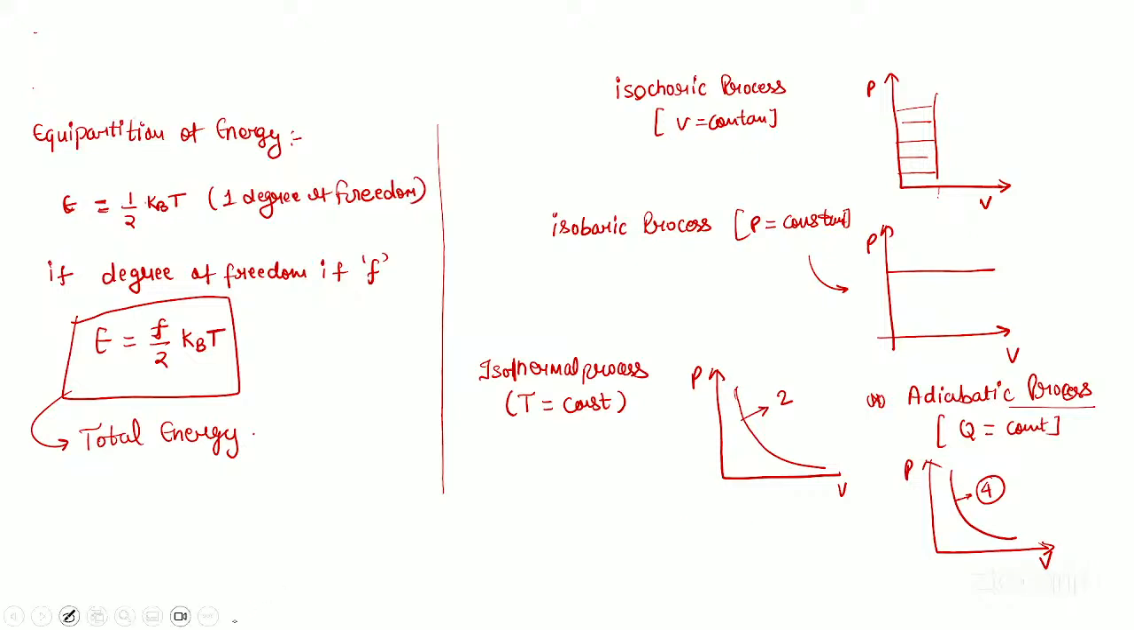Okay. Now, one more thing I want to tell you about. This is the work done in thermodynamics. Work done we always write as P into change in volume, or for a specific process in which the pressure is not constant, we will have P dV.